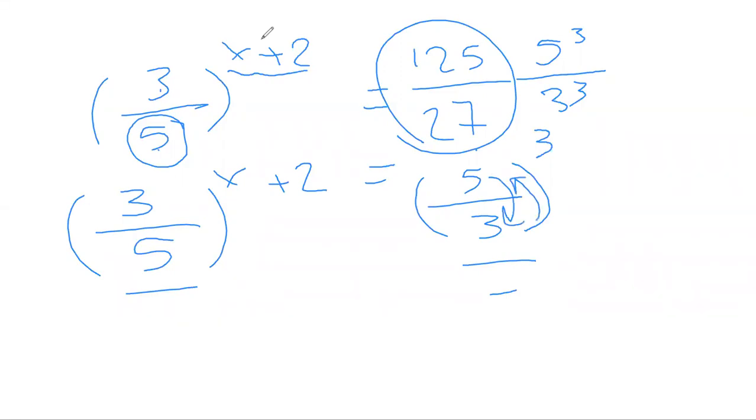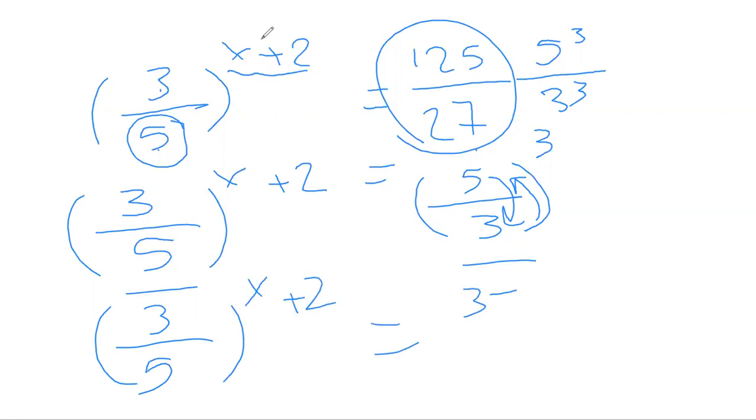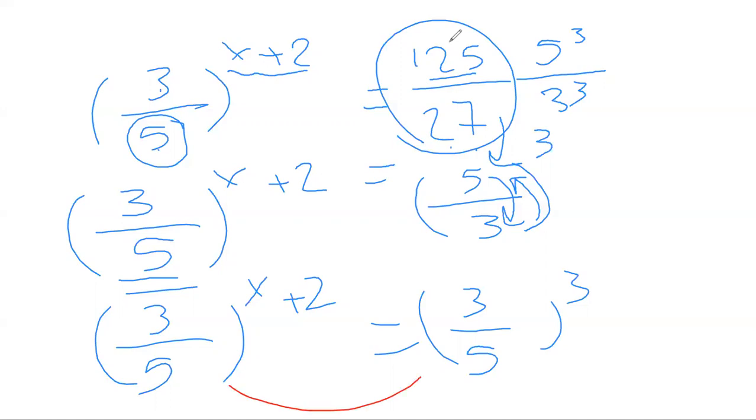Can I say 3 over 5 power x plus 2 equals 3 over 5, and leave the power, saying power 3, since they are the same? No, because here I have changed the question. It was originally 125 over 27, which equals 5 over 3 power 3, and here the base is 3 over 5. Can I make this by myself? Of course not, here you have changed the question. Can I change the places of them and do something with the power?